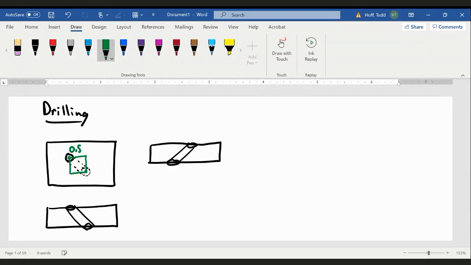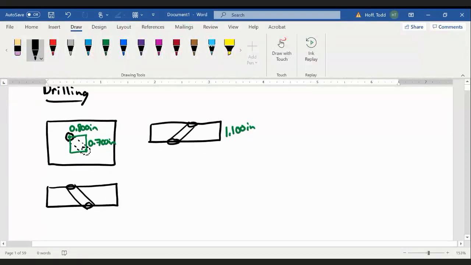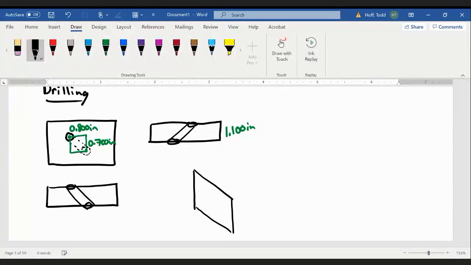So let's say that this is 0.8 inches here and 0.7 inches here. The height of the box, the depth of the box, is the thickness of our part. So let's say this is 1.1 inch here. So from this, we can create that box we were working with.